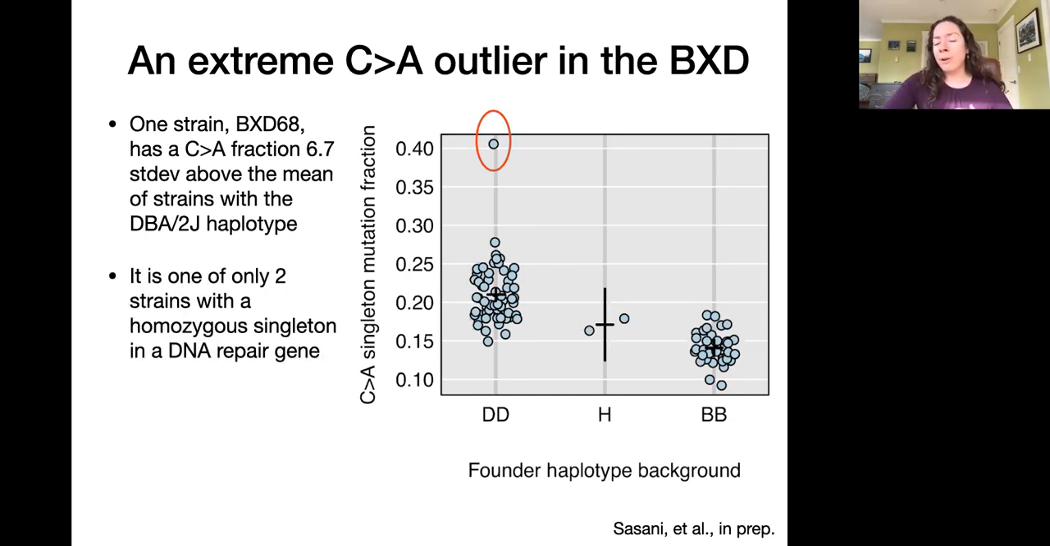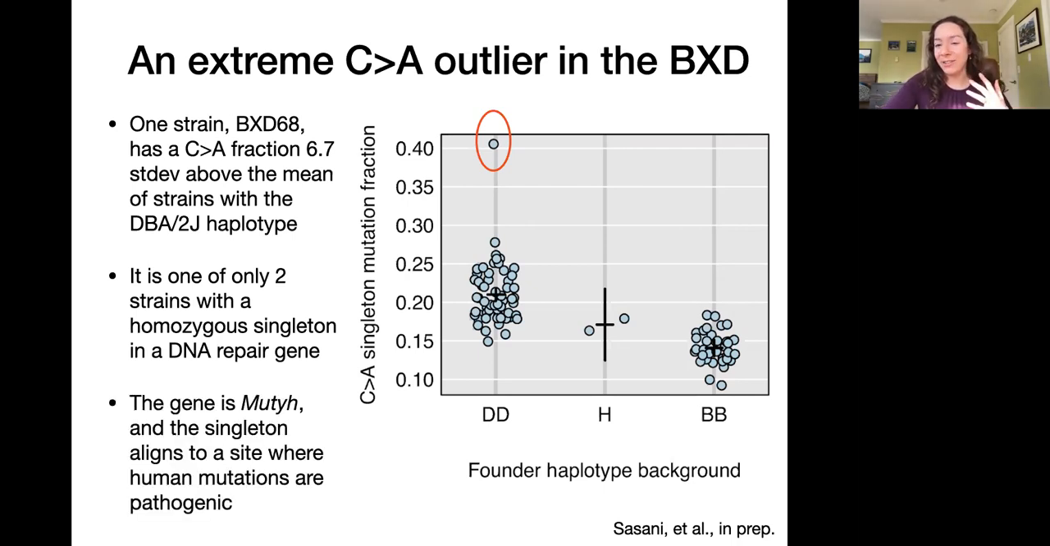And when we looked further into this strain, it turns out to be only one of two strains out of all the BXDs that have a homozygous singleton in a DNA repair gene. And that gene turns out to be MUTYH. The singleton aligns to a site where human mutations are pathogenic. So basically what we think is going on here is that this BXD strain had a spontaneous mutation just like the ones that cause MUTYH-dependent polyposis in humans, and it has this extremely skewed germline mutation spectrum.